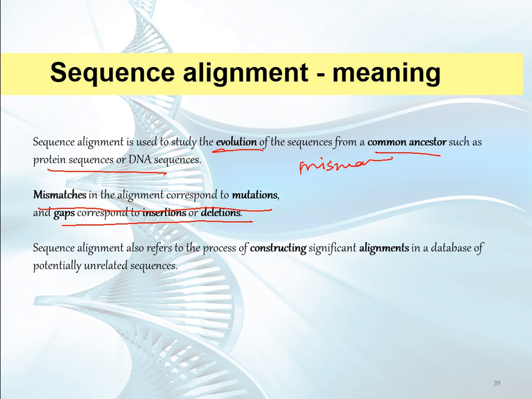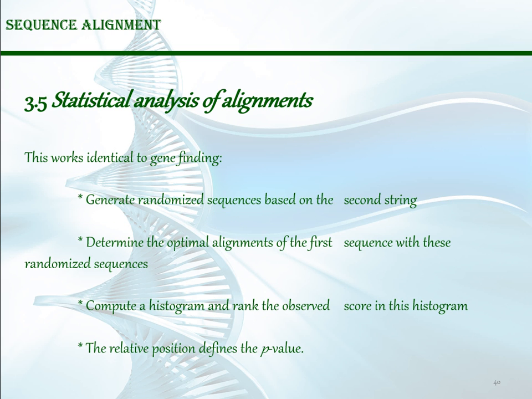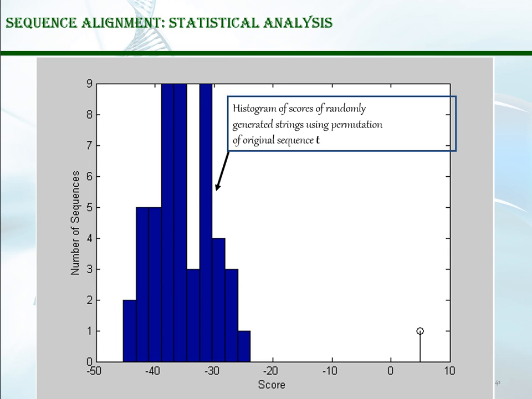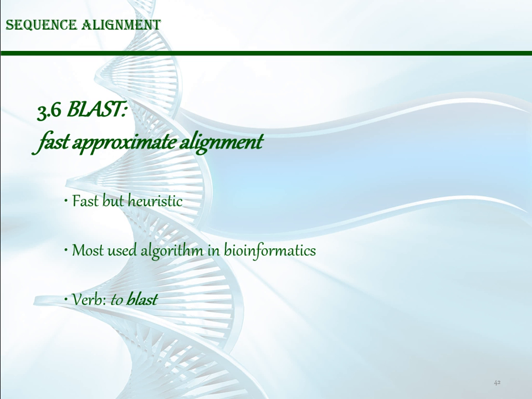Sequence alignment also refers to the process of constructing significant alignments in a database of potentially unrelated sequences. So, statistical analysis of the alignment. This histogram shows randomly generated strings using permutations of the original sequence T, as I showed, that is Las Vegas. Okay, original sequence S is here, and this shows the mismatches or matches of the sequences.